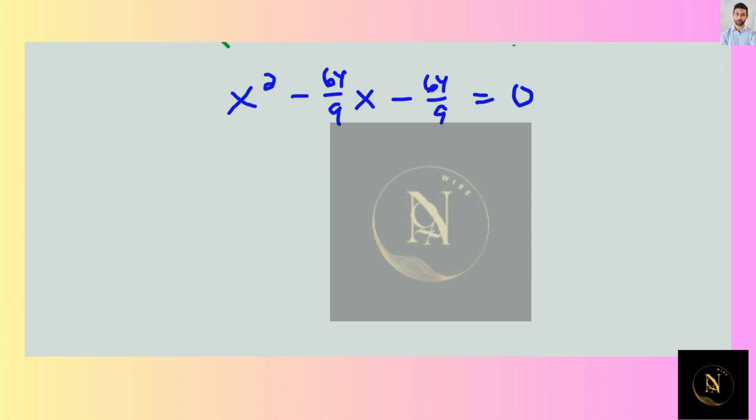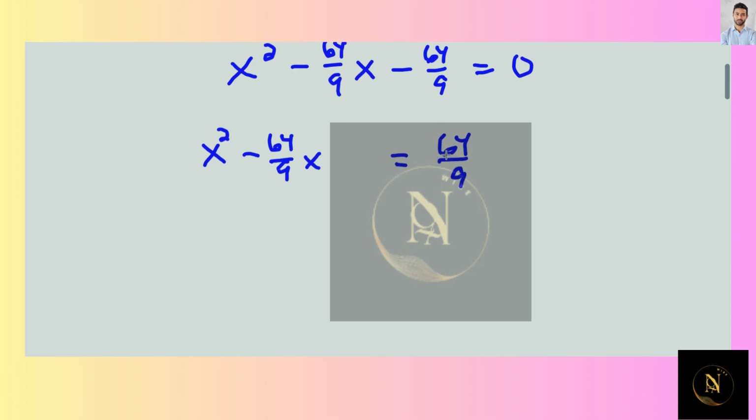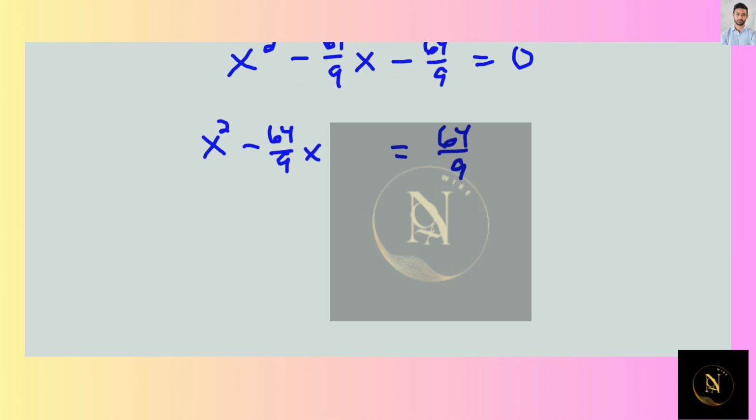Okay, and then I guess we could go quadratic formula at this point. Or you could complete the square. I'll complete the square. So I'm going to add the 64/9 to the right-hand side so I can complete the square here.